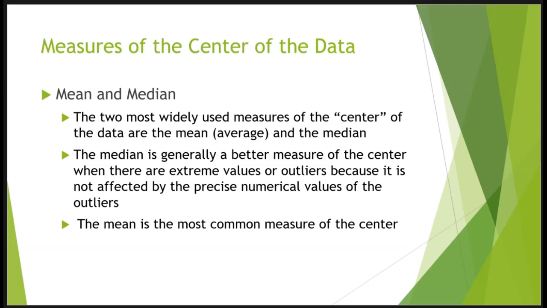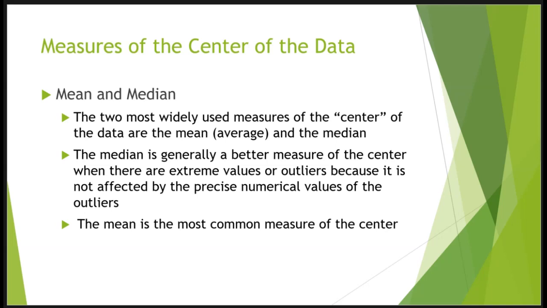Now we will discuss measures of the center of the data. The two most widely used measures of the center of the data are the mean and the median. So the median, which is our middle number when you put them all in order, is generally a better measure of the center if you have outliers, because it's not affected by those precise numerical values of the outliers.